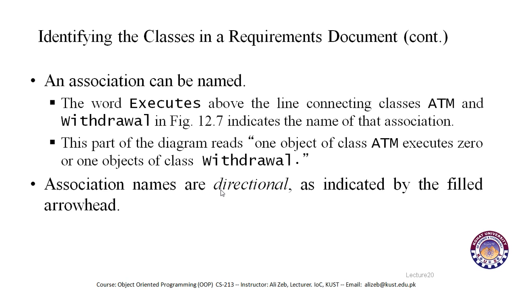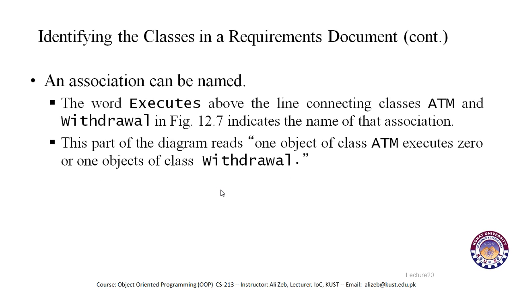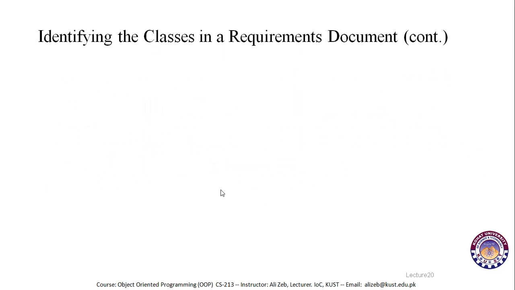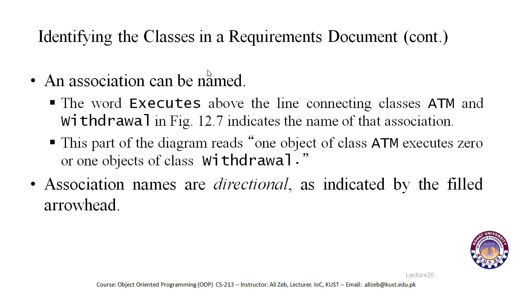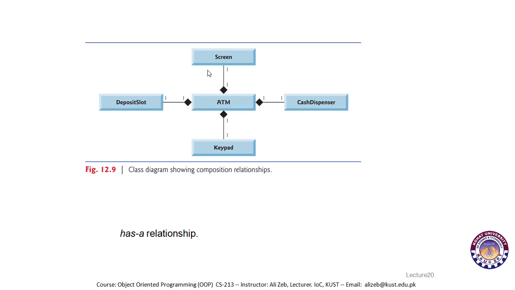Association names are directional, as indicated by the filled arrow head. If we go back to our diagram, you can see the direction of our association. So the direction of our association is from the ATM machine towards the withdrawal class. So association names are directional. The ATM executes the withdrawal transaction and the reverse is not true.